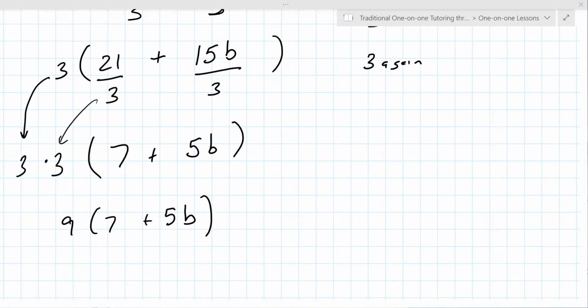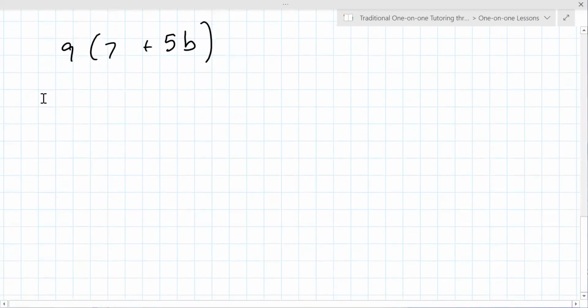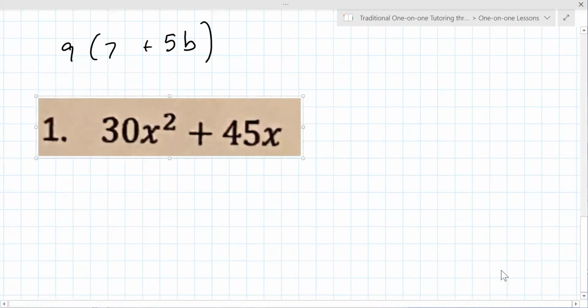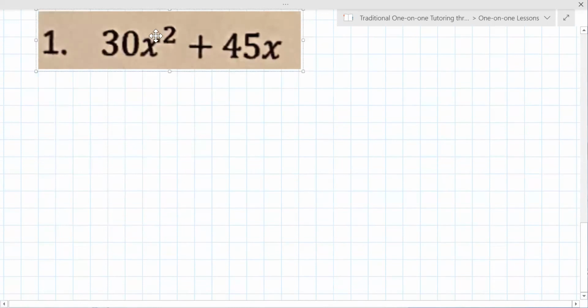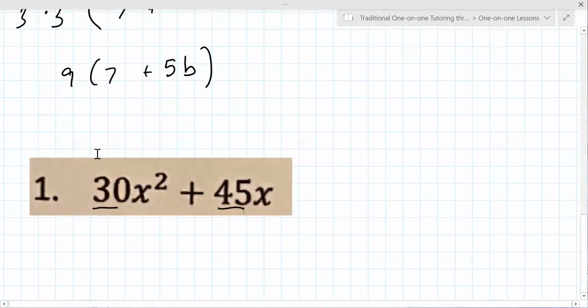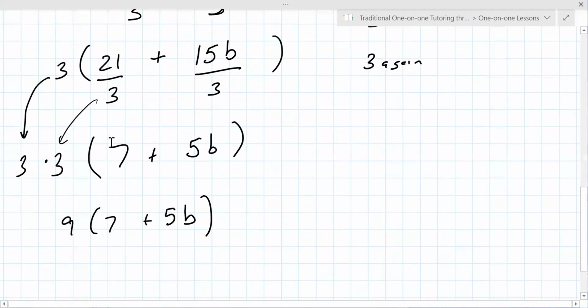So unfortunately, your assignment here doesn't have any problems where it has just a letter only. So we'll just start with number 1 and try to work through a few of these. Okay, 30x squared plus 45x. Okay, so look at the number first. You always start with the number.